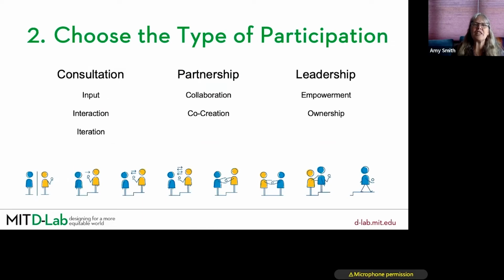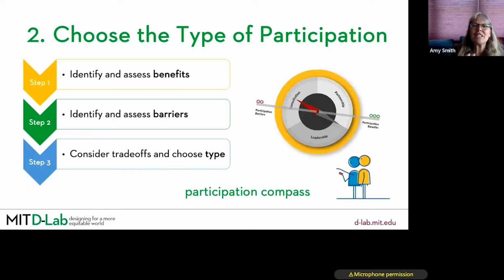The next part is to think about the type of participation that makes sense. And that is a really challenging thing to do. So we've actually developed a tool which first asks you to think about what are the benefits that you're trying to achieve through participation. Secondly, to identify and assess what are the barriers to participation. And then we have a tool that considers those trade-offs and then makes a recommendation for the type of participation that can best deliver the benefits while working within the constraints of the barriers. And that's what we call the participation compass.